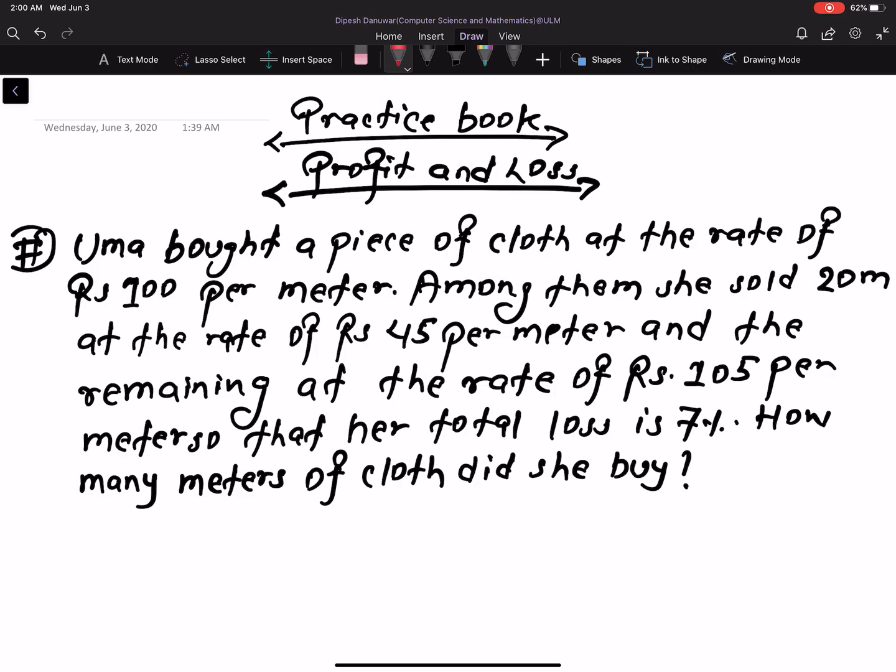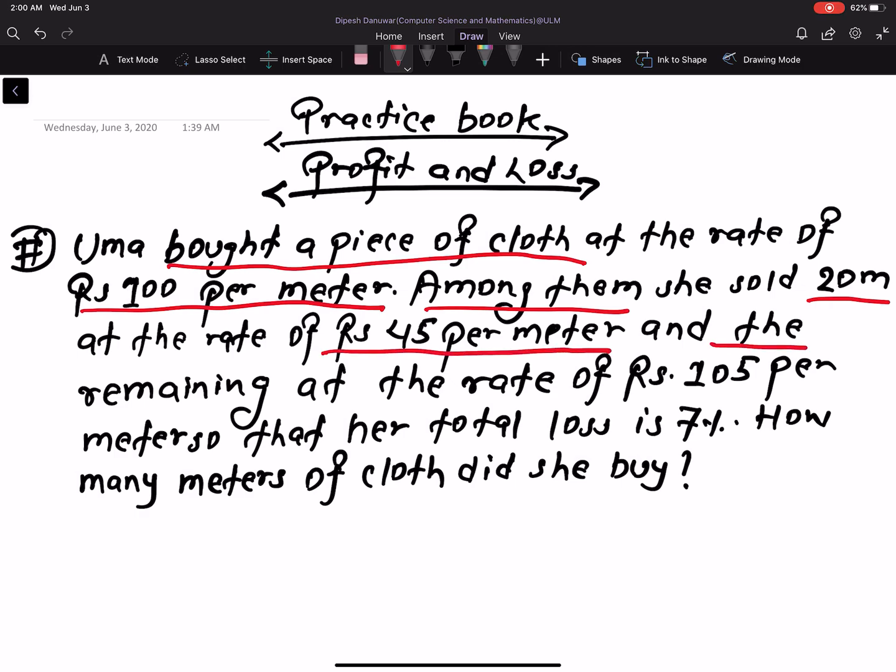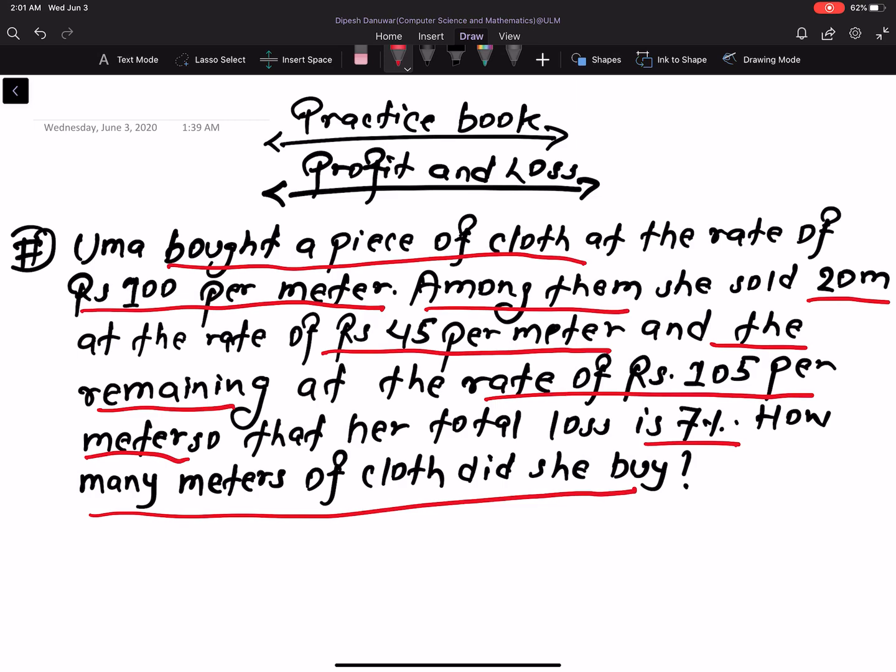Here Uma bought a piece of cloth, and we are going to define how many meters, how much length. She bought it at the rate of 100 per meter, and among them she sold 20 meters at the rate of 45 per meter, and the remaining at the rate of 105 per meter. And her loss is 7%. So we have to find how many meters she bought.